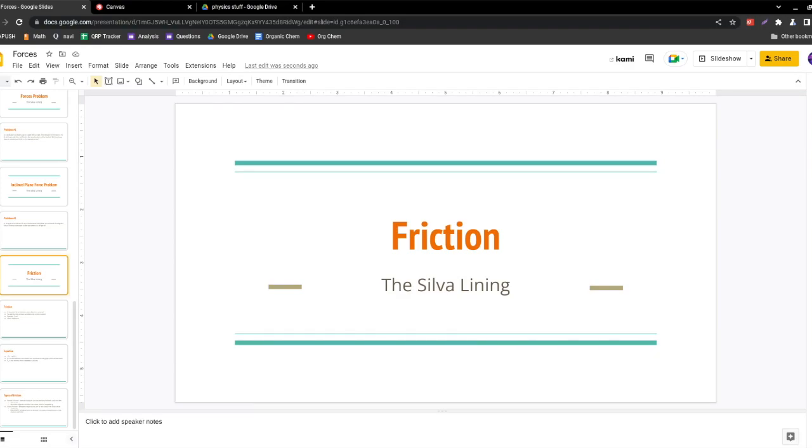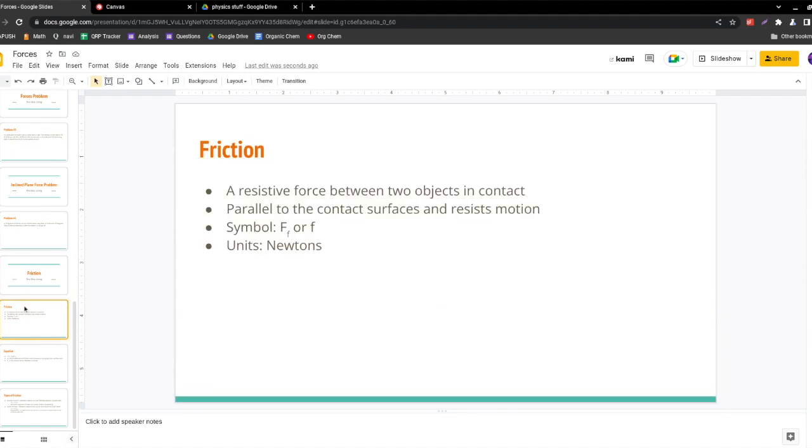So let's talk about the question that everybody must be asking. Where's friction? Because all of the questions that we've done so far, the problem explicitly states that the surface is frictionless. Well, now it's not the case. Now we're introducing friction. So, friction is a resistive force between two objects in contact, and it's parallel to the contact surface and resists motion.